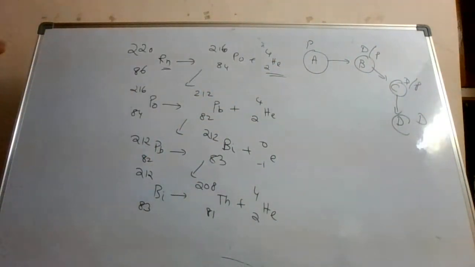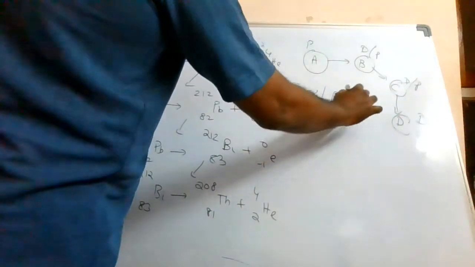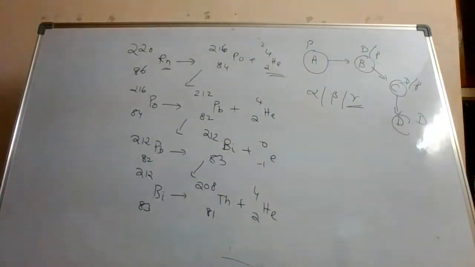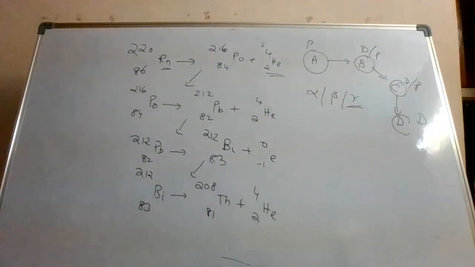Any radioactive process which happens, it emits alpha, beta or gamma radiation. Either it emits an alpha particle, which is a helium nucleus, or a beta particle, which is basically a fast moving electron. Beta particle that we have discussed in the previous videos.